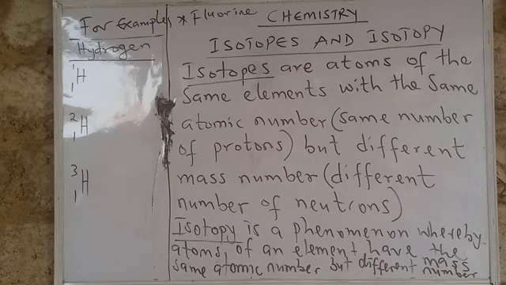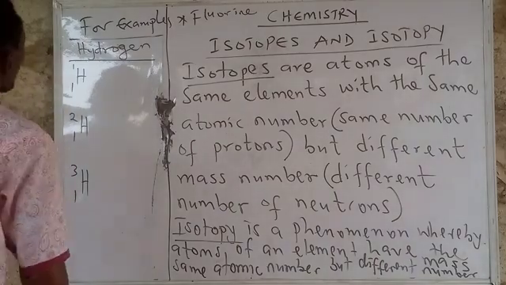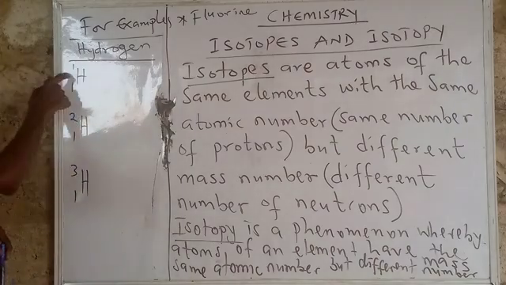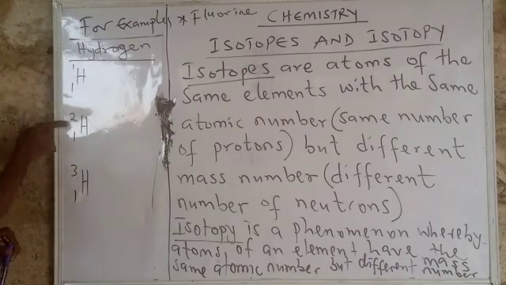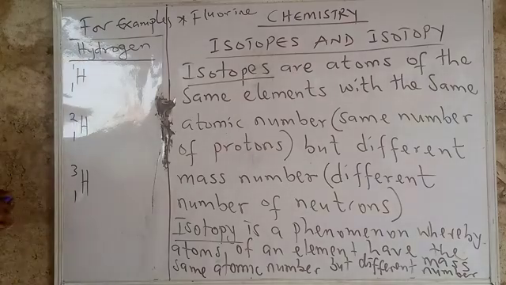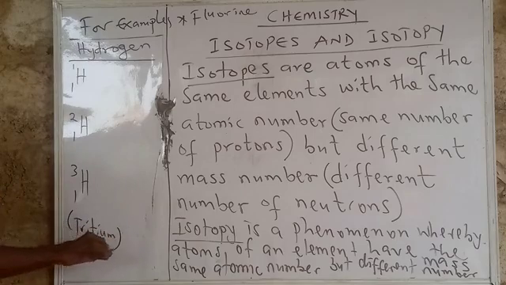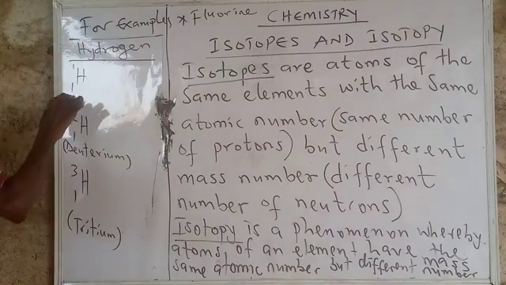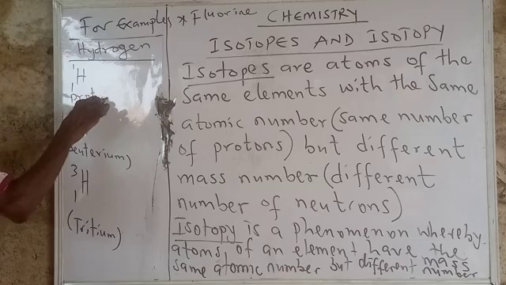All right. On the board we have hydrogen. Hydrogen 1, hydrogen 2, hydrogen 3. Hydrogen 1 is called protium. Hydrogen 2 is called deuterium. Hydrogen 3 is called tritium. Why is this called protium? Call it protium or proton.